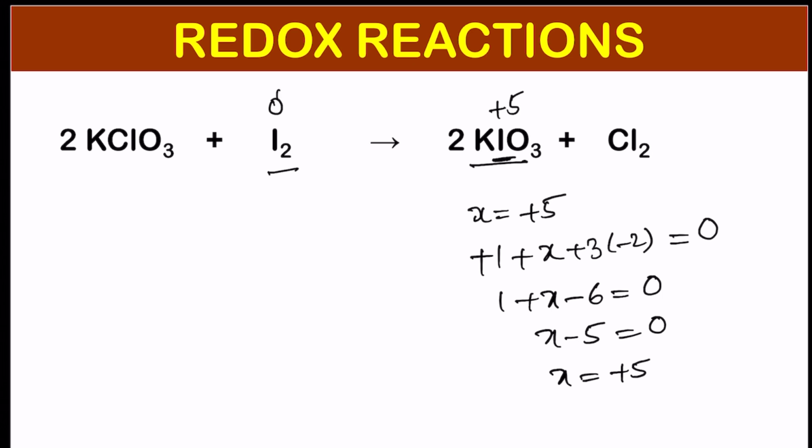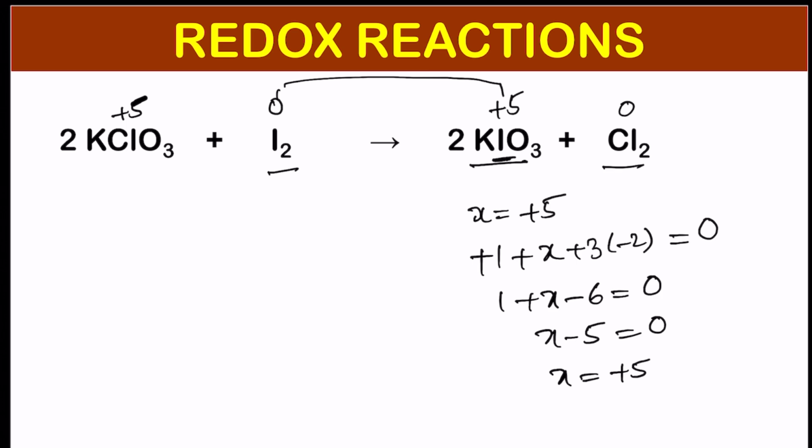Now 0 is changing to +5. There is an increase in oxidation state, implying it is undergoing oxidation. If one species undergoes oxidation, there should be another species undergoing reduction. Here chlorine is in 0 oxidation state because it is in its molecular form. Here chlorine will be in +5 oxidation state, +5 to 0, a decrease in oxidation state. So here chlorine is undergoing reduction.